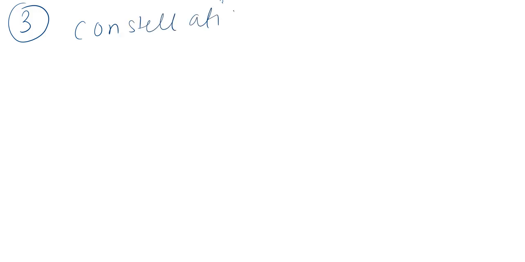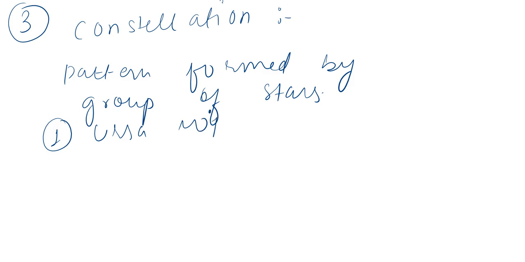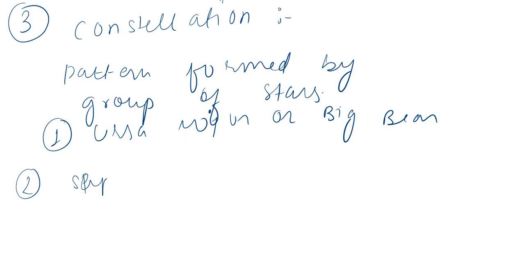The third definition is: what is a constellation? A constellation is a pattern formed by a group of stars. We all know examples like Ursa Major or the Big Bear, or the famous one which we all heard of in our childhood, Saptarishi, and also Ursa Minor.